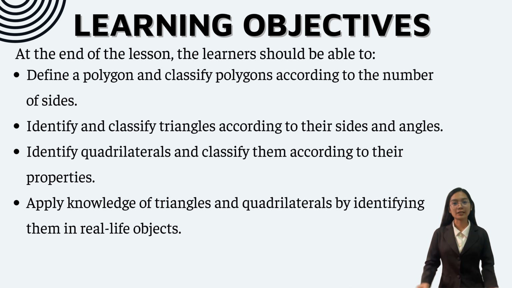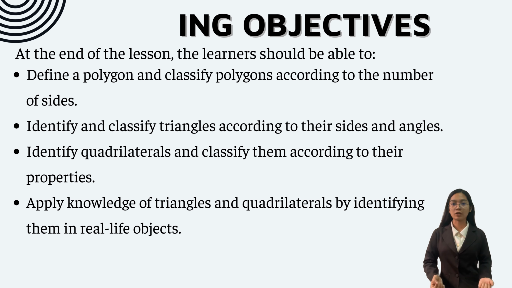At the end of the lesson, you should be able to, first, identify a polygon and classify polygons according to the number of sides. Second, identify and classify triangles according to their sides and angles. Third, identify quadrilaterals and classify them according to their properties. And last, apply the knowledge of triangles and quadrilaterals by identifying them in real-life objects.